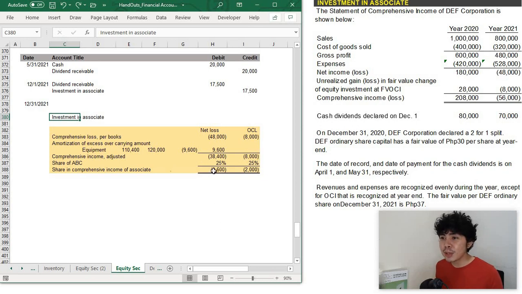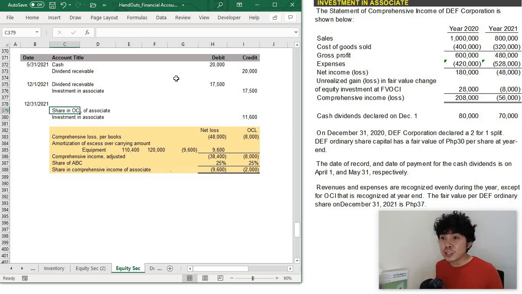Magkano? Syempre, yung total nitong dalawa, 9,600 at 2,000 pesos. That is 11,600 pesos. So, paano natin i-record yung 11,600 pesos? So, syempre, yung 11,600, dalawa ang component niya, isang net loss at OCL. So, magkahiwalay din ang recording nun. Kasi magkaiba ang P&L sa OCI. So, unahin natin ang OCL.